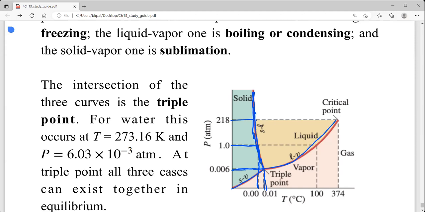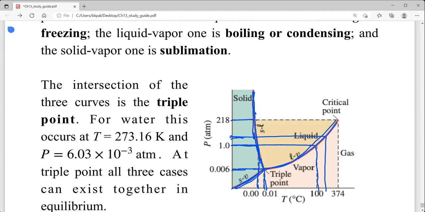Similarly, this line tells us about the boiling point. For example, at 1 atmospheric pressure, the boiling point is 100 degrees Celsius. Now if you change the pressure, the boiling point will be different. For example, for this pressure, the boiling point will be this one, and so on.